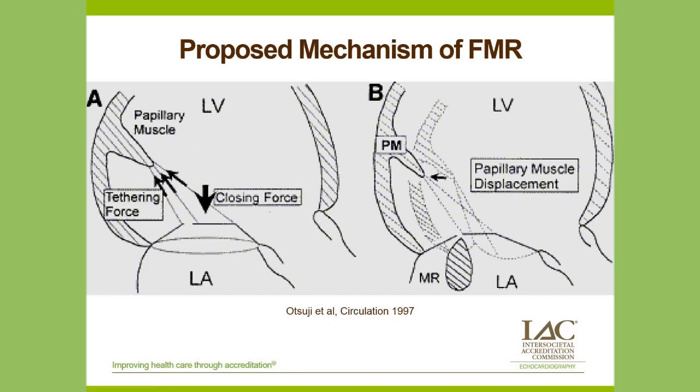So here's the mechanism. This is sort of the normal balance between the closing forces. The LV contracts and closes the valve, and the papillary muscles and cords provide a counterbalancing tethering force. These forces are balanced in nature, so that when the LV contracts, the leaflets don't get blown up into the LA. They're perfectly closed. But when the heart dilates, as you can see in panel B here, the papillary muscle is displaced outwardly and apically, and the tethering forces overcome the closing forces. The valve can't close, you get MR.